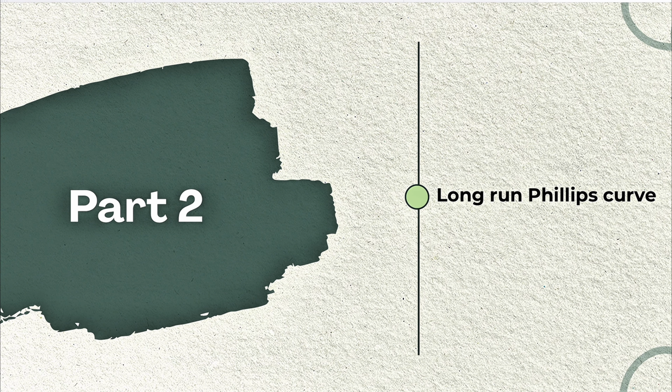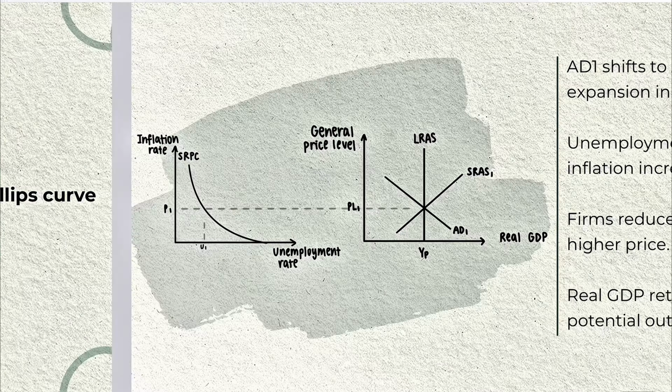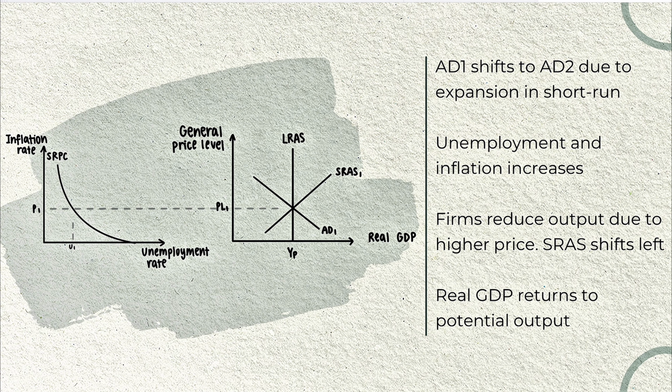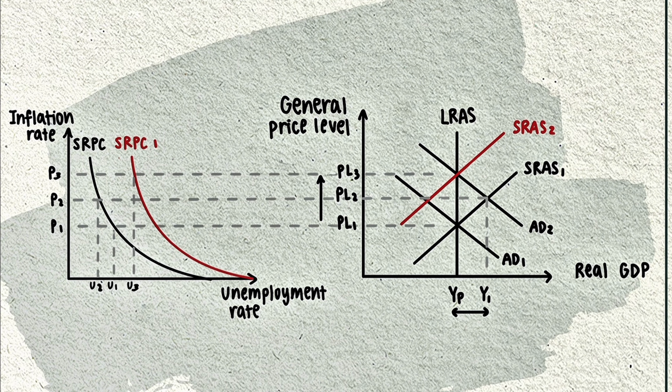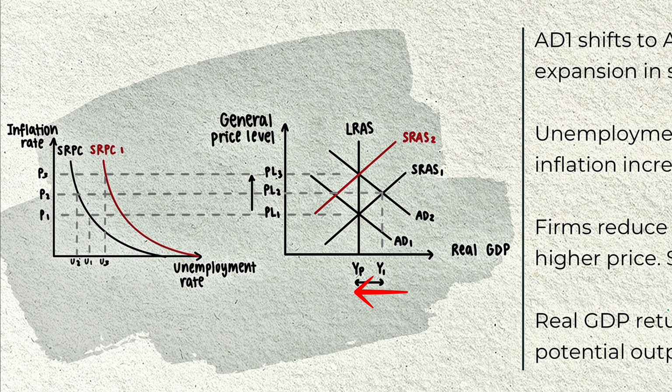And now moving on to the long-run Phillips curve. In the case for automatically adjusting to full employment in an inflationary gap, AD1 shifts to AD2. Unemployment decreases and inflation increases. At this level, due to the higher prices, firms will reduce their output, which will result in a shift of the short-run aggregate supply curve from SRAS1 to SRAS2. And the real GDP returns to its potential output from Y1 to YP.